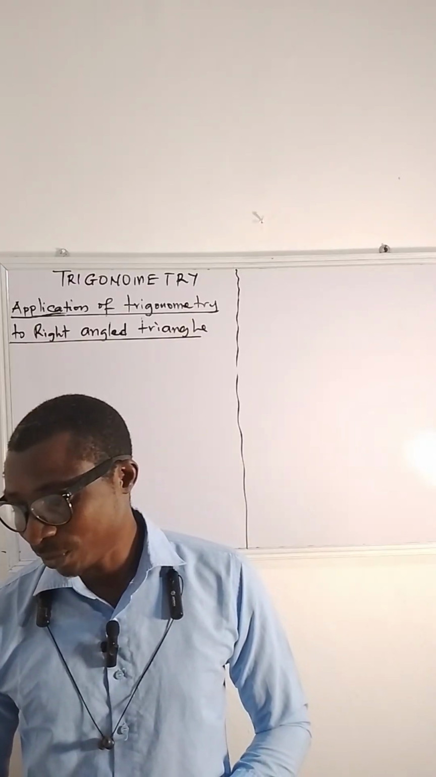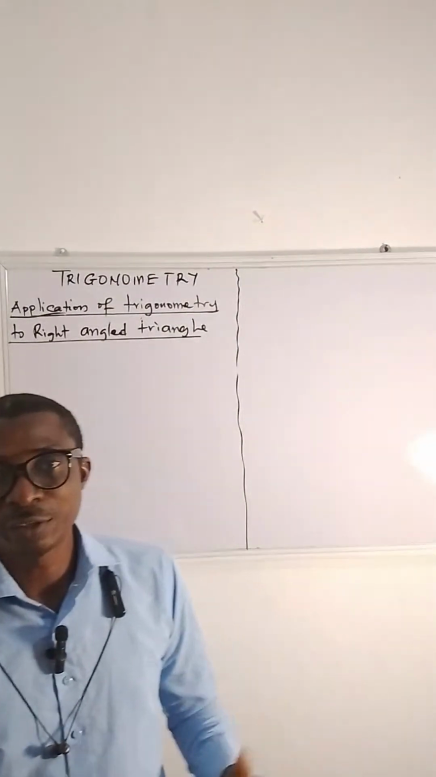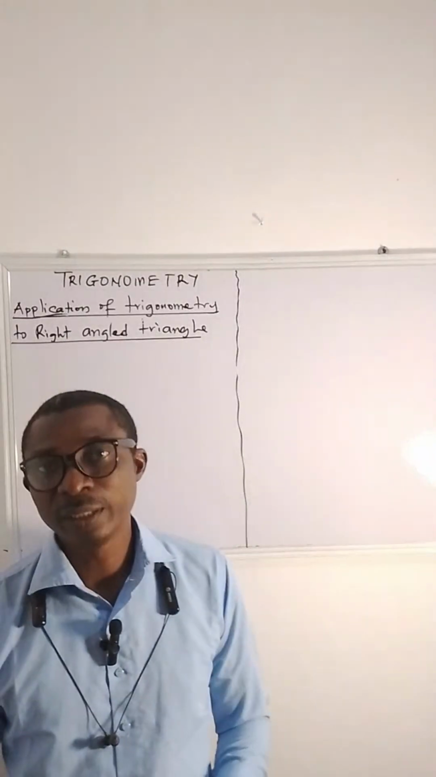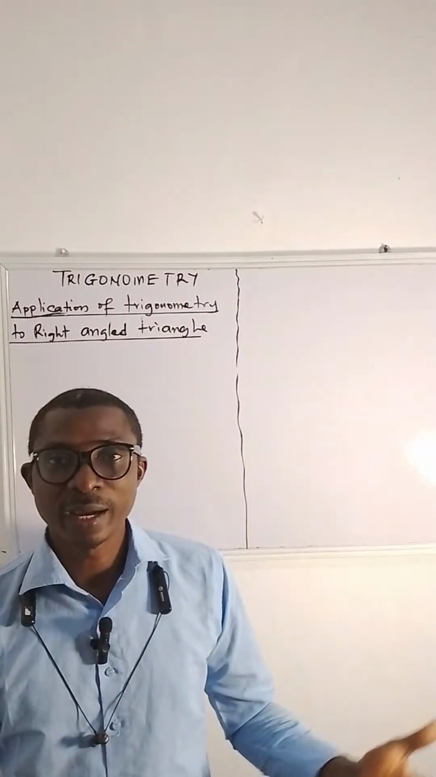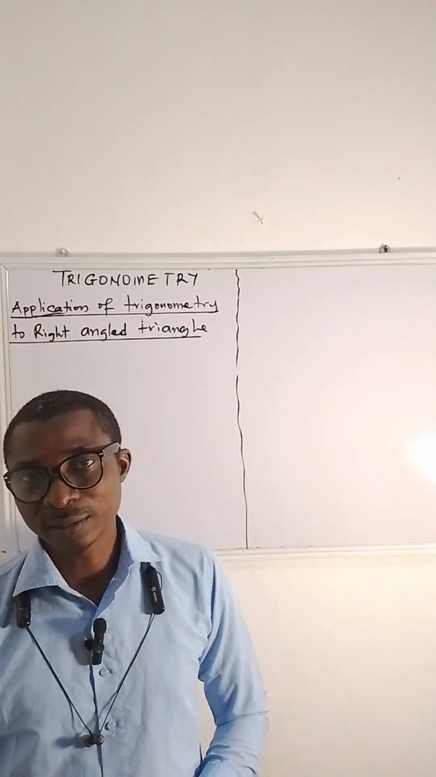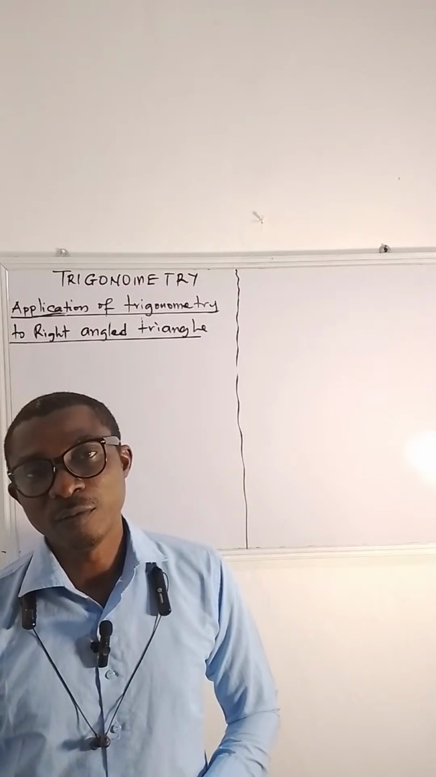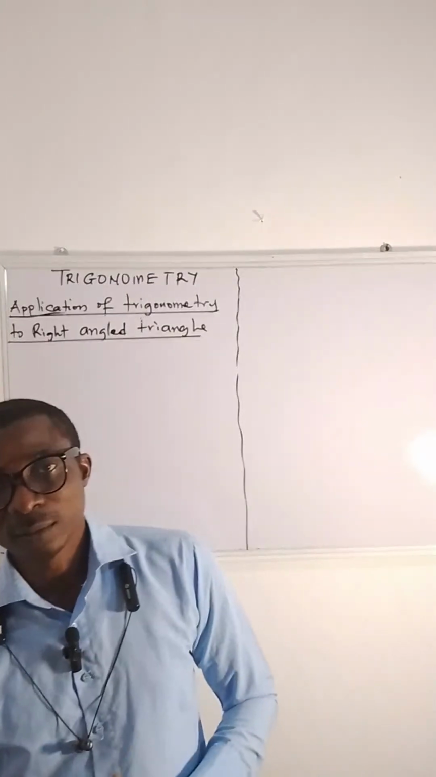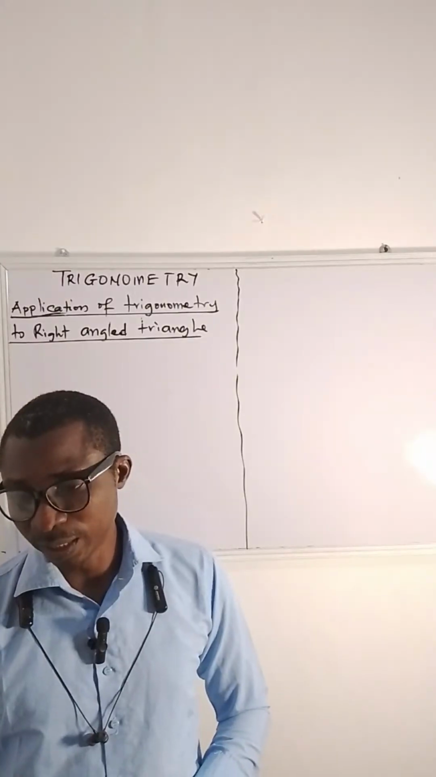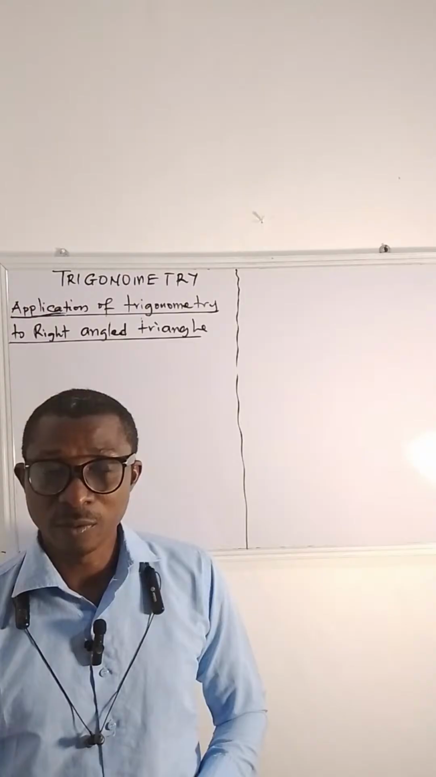So the last time we looked at trigonometry, we defined trigonometry, and we also looked at triangles. We looked at different types of angles. Now let us quickly do a review of what we did the last time before we move to the next aspect of what we're going to do today.